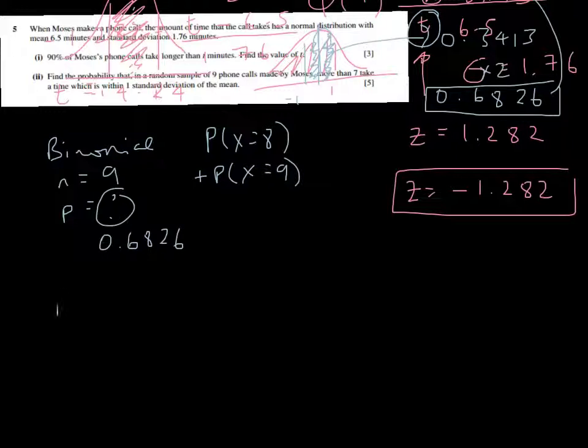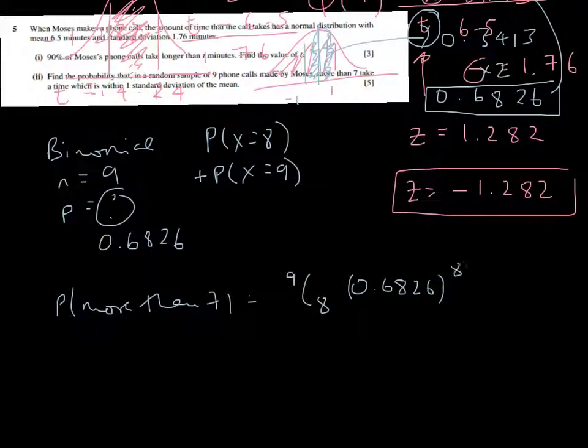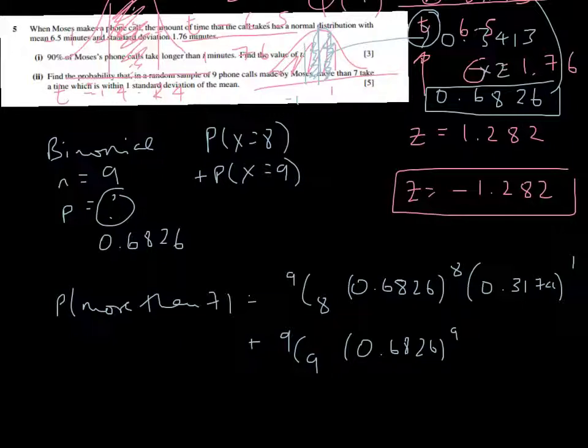You're just going to use the binomial distribution formula to work out the probability of 8 and the probability of 9. So the probability of more than 7 is going to equal 9C8, 0.6826 to the power of 8, and then 1 minus that, 0.3174 to the power of 1, and then you're going to add to that 9C9, 0.6826 to the power of 9. Okay, and we work that out on the calculator, and you're going to get 0.167 as your final answer to 3 sig fig.